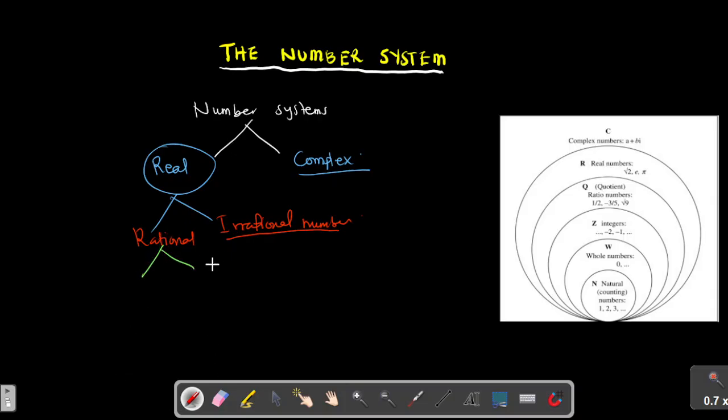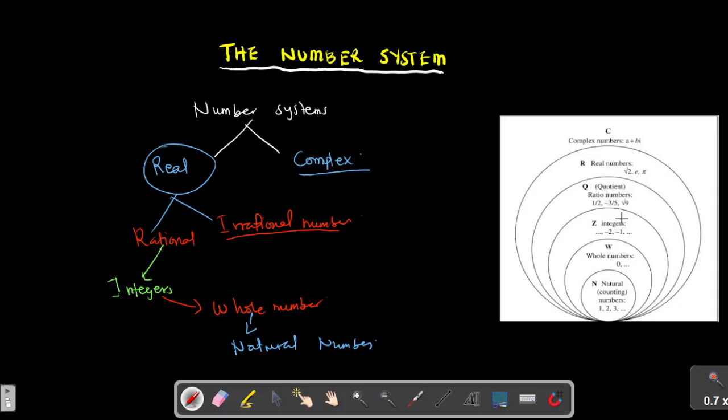Now, rational numbers are also branched into another subcategory. So under rational numbers, we have what we call integers. So let me clean this branch and now let me proceed with the evolution of numbers. Integers will also branch into whole numbers. Then whole numbers also branch to give us natural numbers. So these are just the evolution of number systems and the basic number system tree.